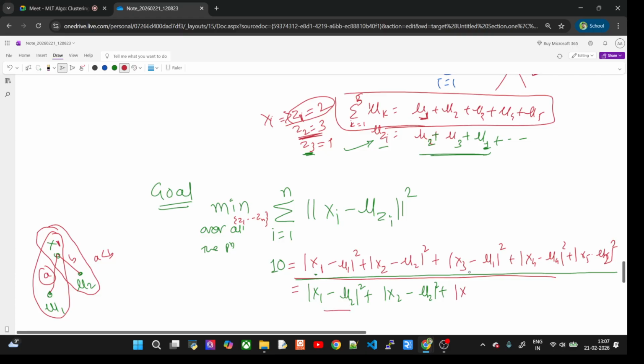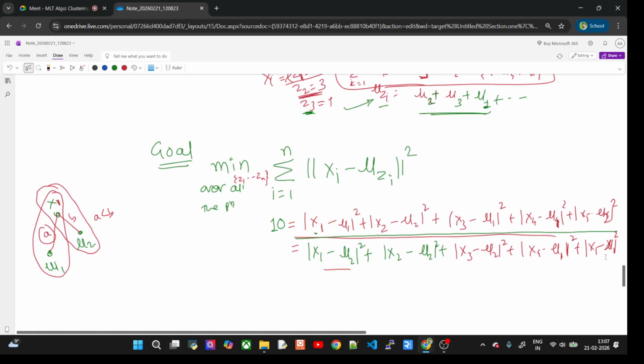Maybe x3 also has the same issue: x3 minus mu2 whole square, x4 minus mu1 whole square, x5 minus mu1 whole square. This is just an example. With this attempt you got a value equal to 8, for example. So you need to check now: your goal is to get the minimum value.